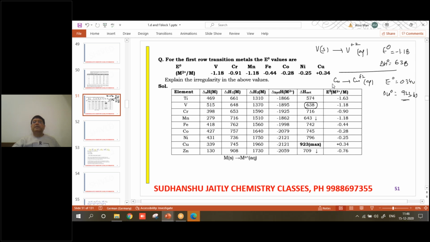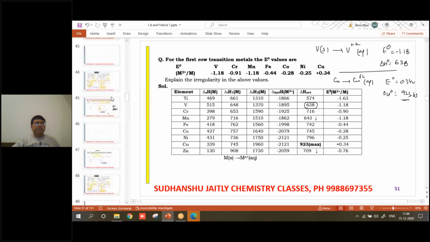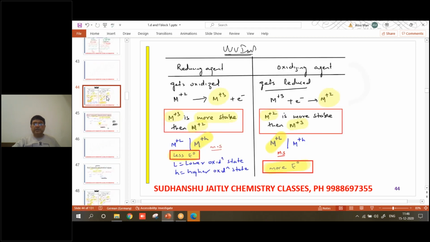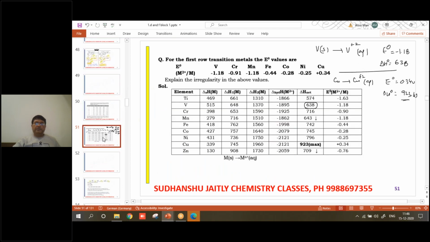That means the lower oxidation state is more stable. We did that too, we come back to number 51. See, if E naught is going to be more positive, the lower is going to be more stable. If lower is going to be more stable, we can have different reasons. Either heat of atomization is high, or ionization energy is high, or heat of hydration is going to be low. You understand? So that is happening in copper.